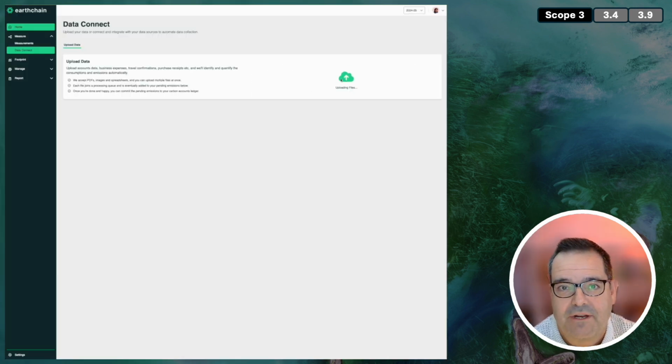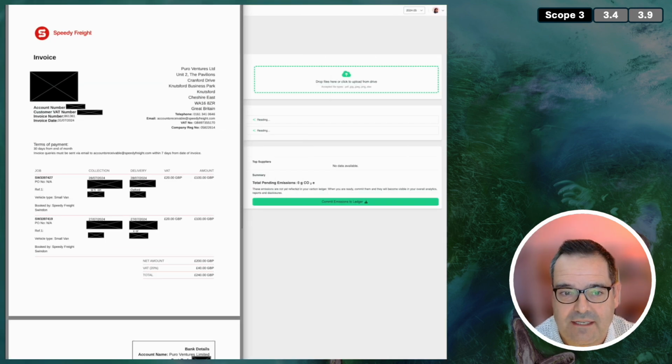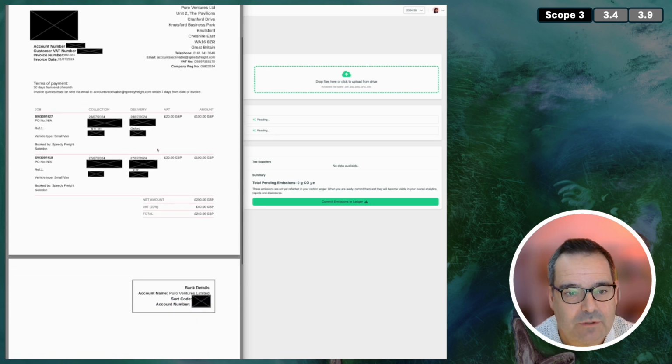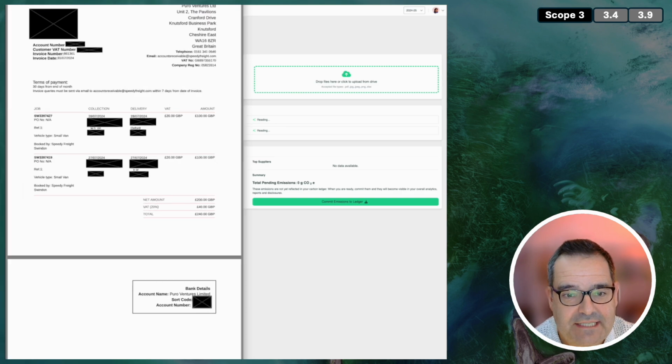Right, let's import some freight invoices into Earthchain and see how it gets along. So the first one is a road freight invoice that's been redacted for privacy between two locations in the UK, two different trips on two different dates.